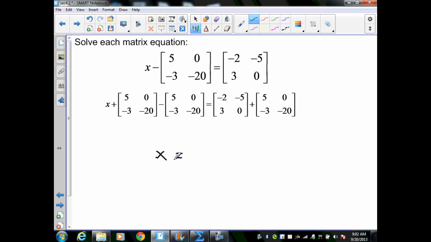Now all we have to do is perform the operation, which is to find the sum of these two matrices. Therefore, I just add the corresponding elements. Negative 2 plus 5 is 3. Negative 5 plus 0 is a negative 5. 3 plus a negative 3 is 0. And 0 plus a negative 20 is a negative 20.